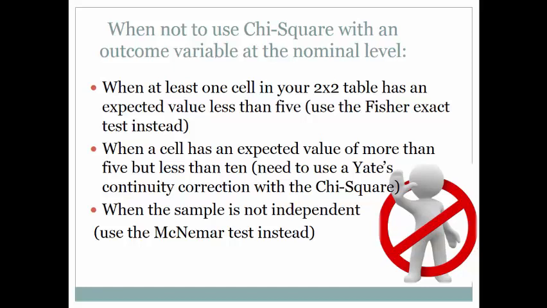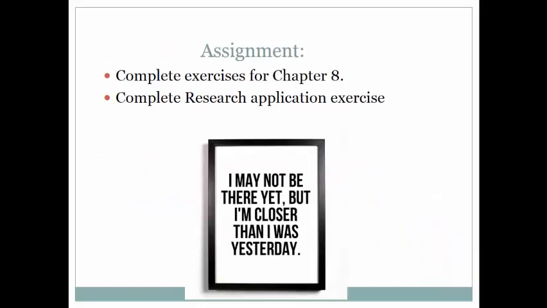When a cell has more than 5 but is still less than 10, it's still a very small number in that cell, so we're going to have to do a Yates continuity correction with the chi-square. And last but not least, if we have two samples we're comparing, but they're dependent samples and not independent samples, we would use what's called the McNemar's test.